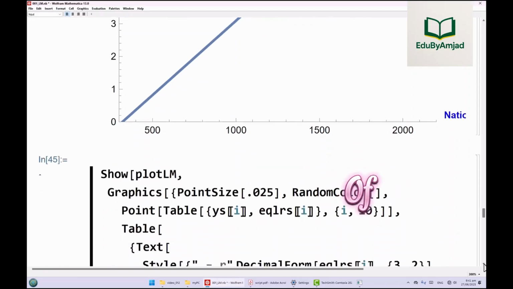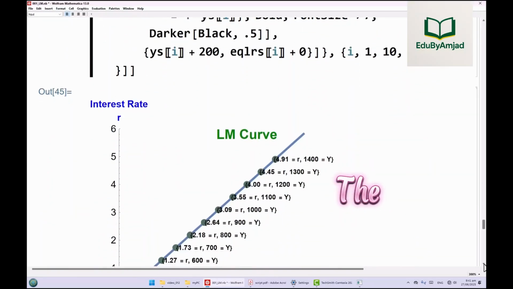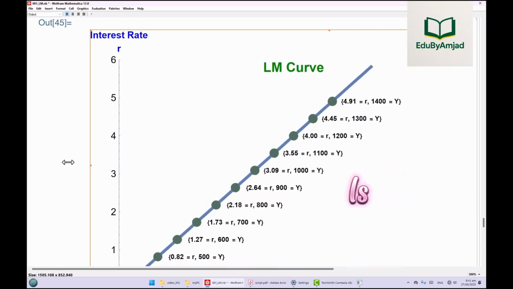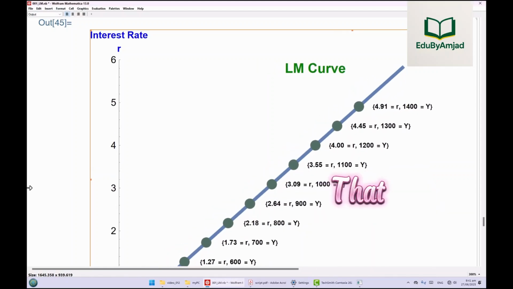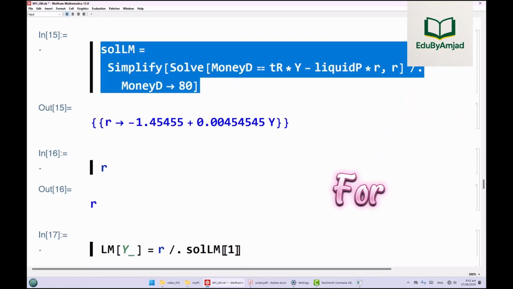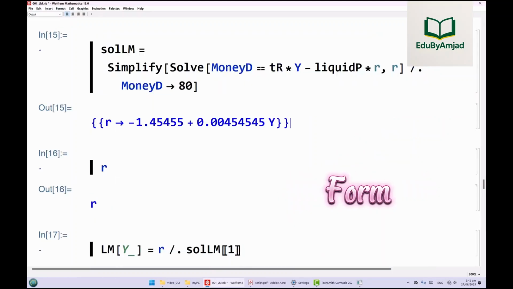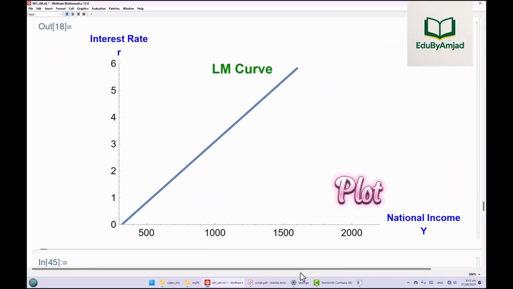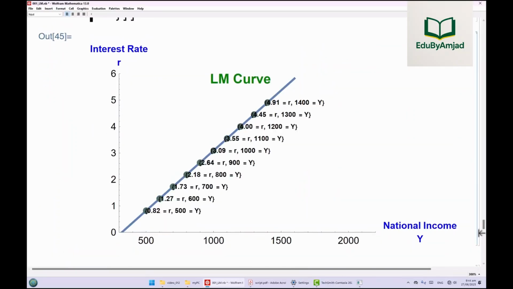When we plot these pairs of points and connect them, we have the LM curve. It can be defined as locus of points of interest rate and income where the money market is in equilibrium. That is, money demand is equal to money supply. We can also solve for LM function in its generalized form as shown here. Here we plot the LM function. Here we show our 10 points on the LM curve.